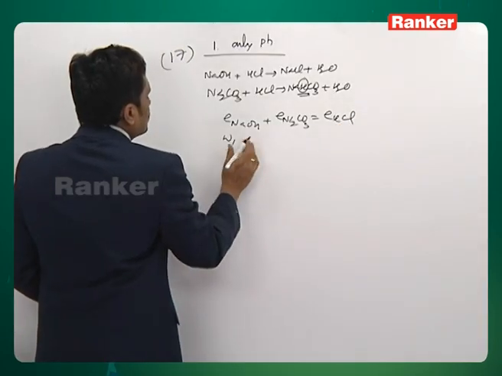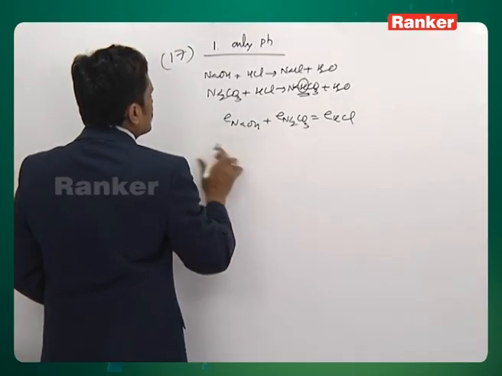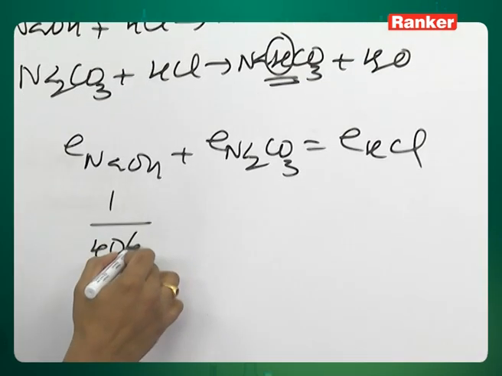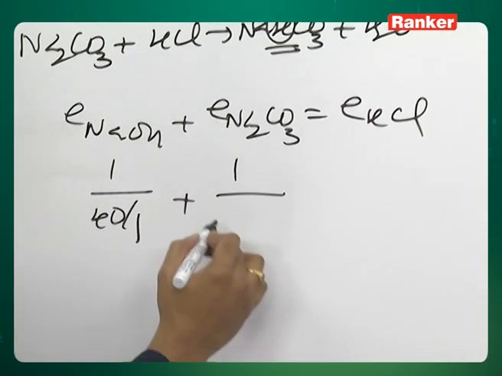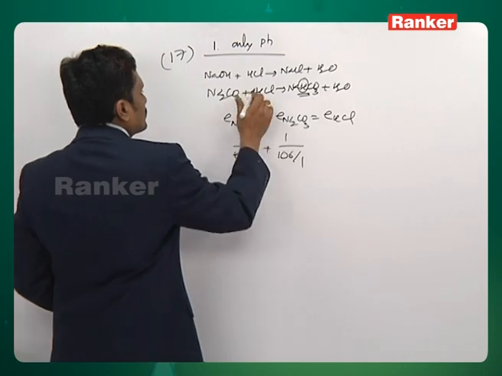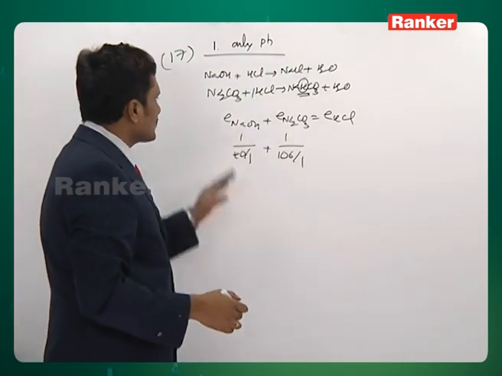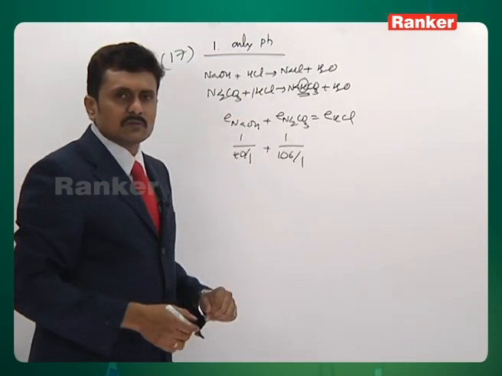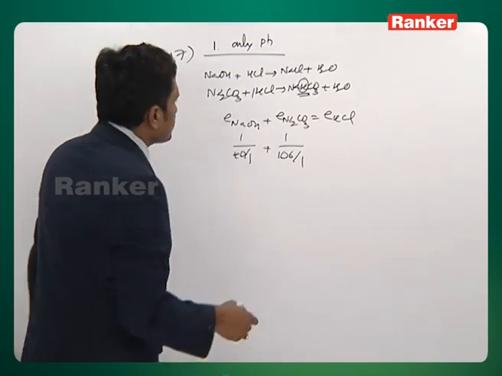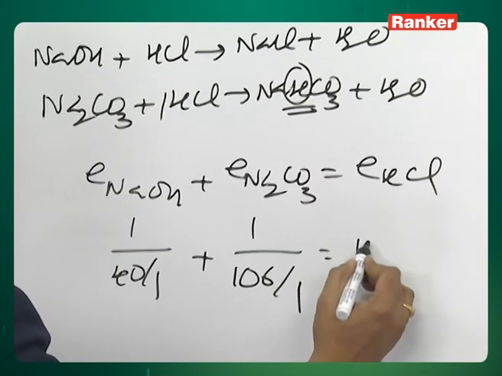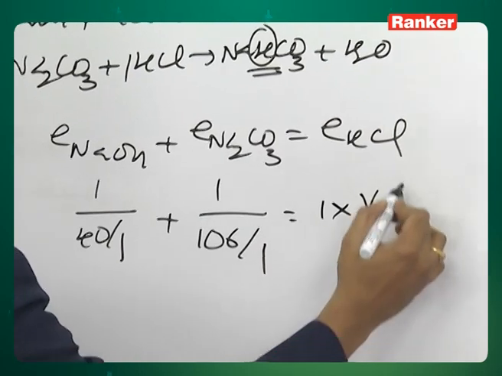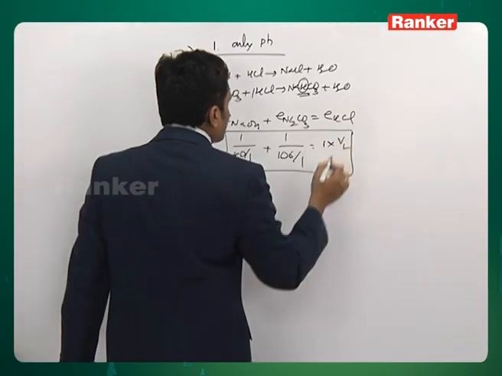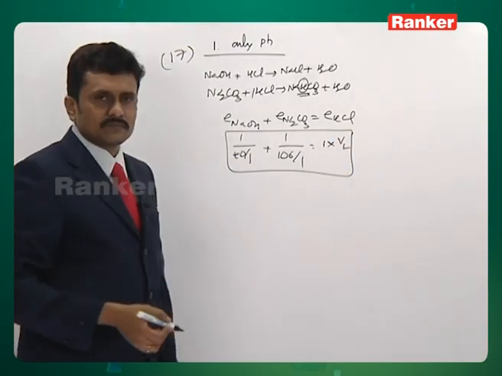So weight of NaOH is mentioned to us in the problem as 1 by equivalent weight, that is molecular weight by n factor. Weight of Na2CO3 is also the same. N factor once again here is only 1 because it has taken only one hydrogen to undergo partial reaction, is equal to normality of HCl into volume in liters. So this is your first titer reading when you use only phenolphthalein.